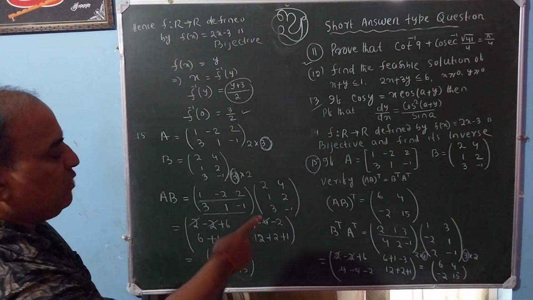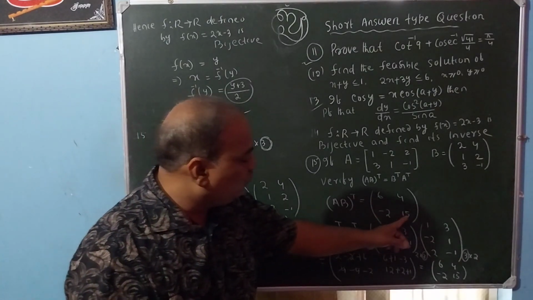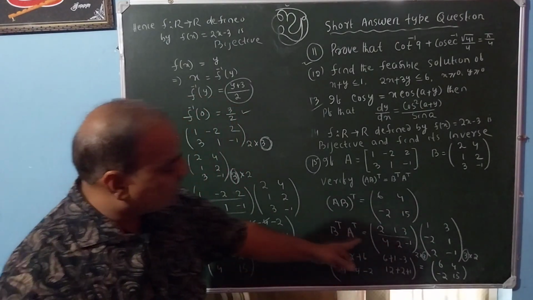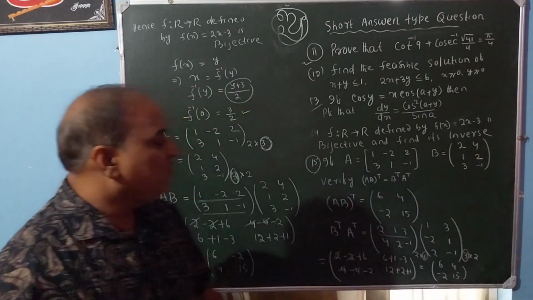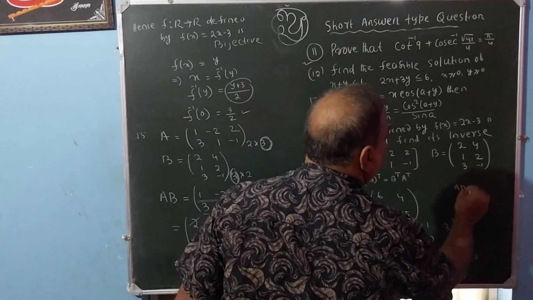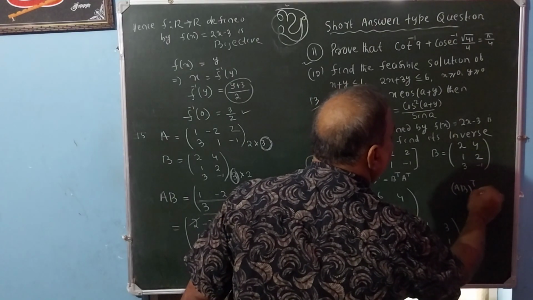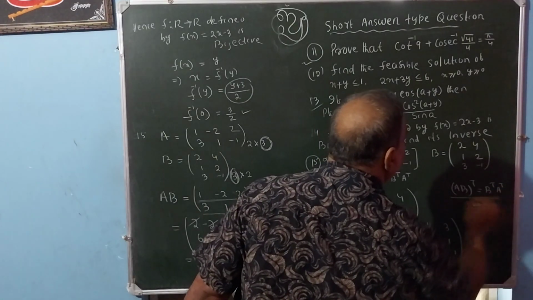You see here, B transpose into A transpose. AB whole transpose is 6, 4; minus 2, 15. B transpose A transpose is coming as 6, 4; minus 2, 15. So write down, AB whole transpose is equal to B transpose into A transpose. It is verified.